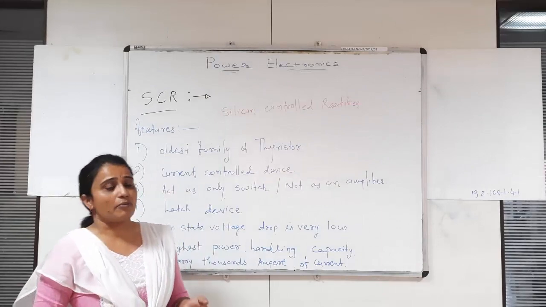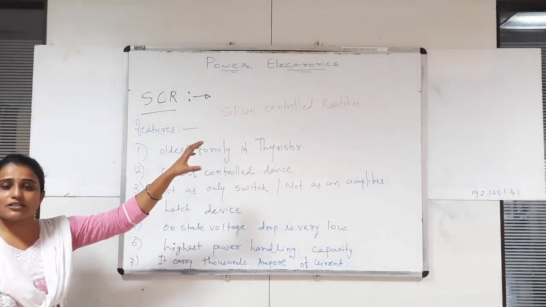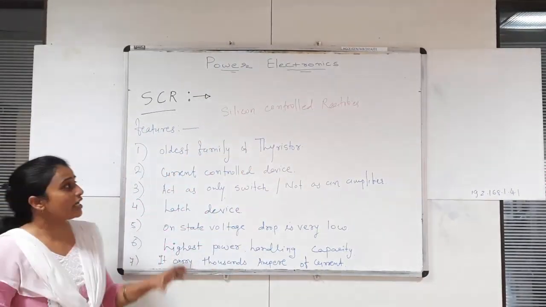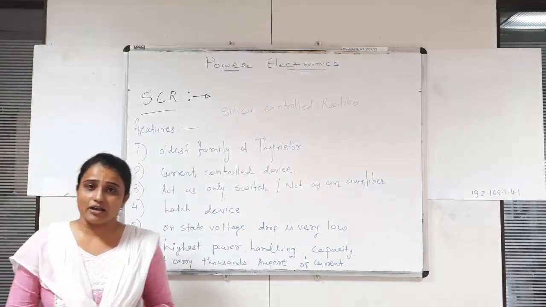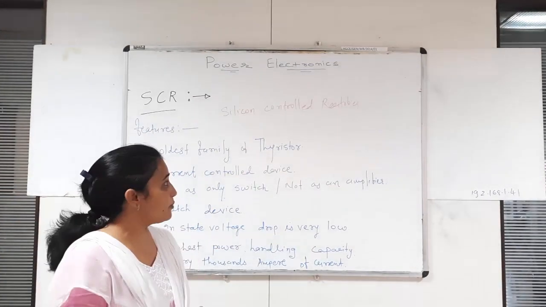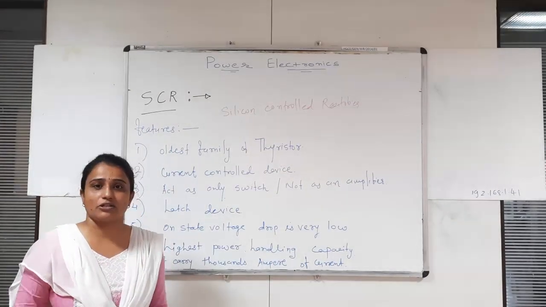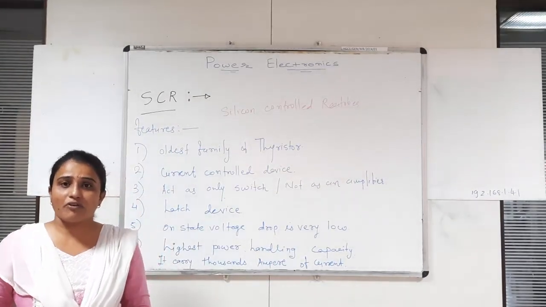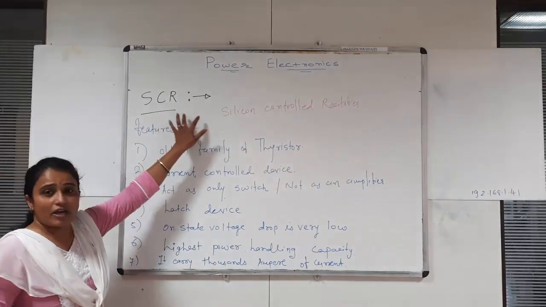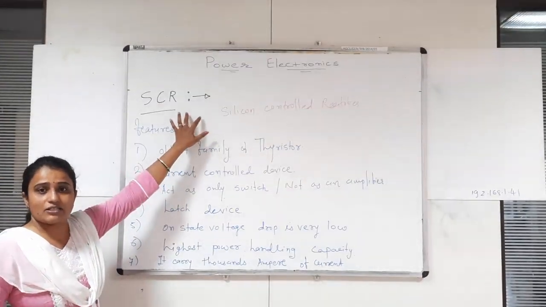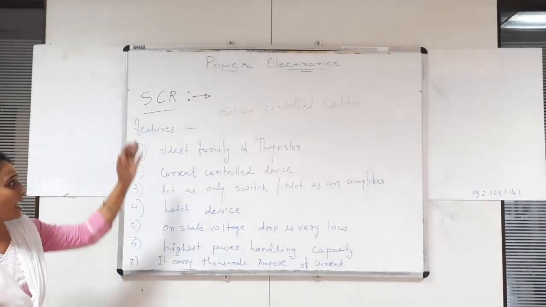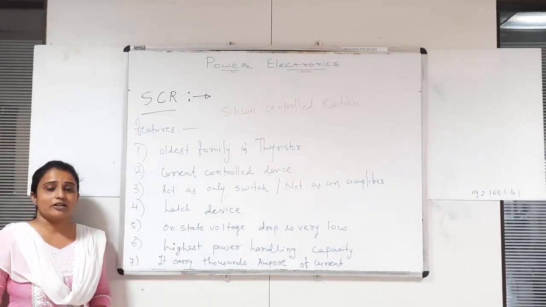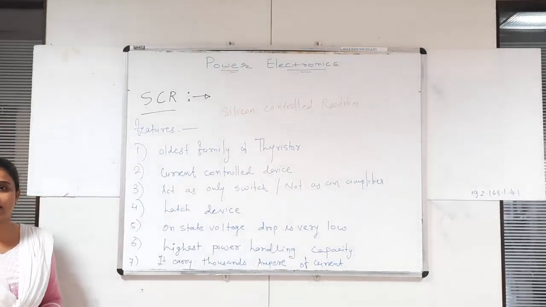It is in the family of the thyristor. Thyristor has a number of power devices, such as SCS, SCR, triac, diac, and MCT. So a number of devices are included in the thyristor family. But out of all the family members, the SCR is the most popular device used. Why? Because a number of features are available in the SCR. So first we will start with the features of the SCR.